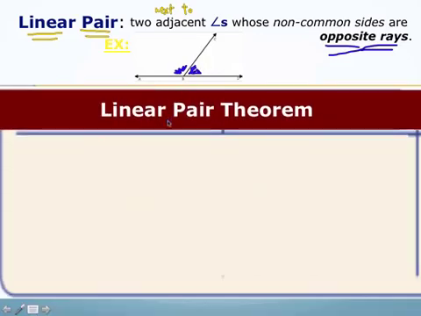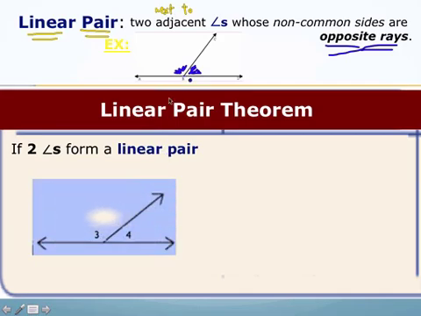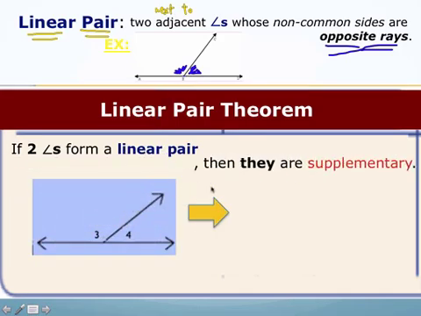All right, there's a theorem that talks about linear pair. The Linear Pair Theorem says if two angles form a linear pair, so they form a picture like that, then they are supplementary. By the word supplementary, it means they are going to total 180 degrees. And this is going to be true all the time, regardless of the size of angle 3 or angle 4.